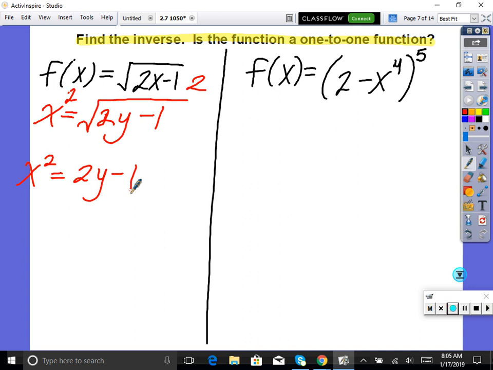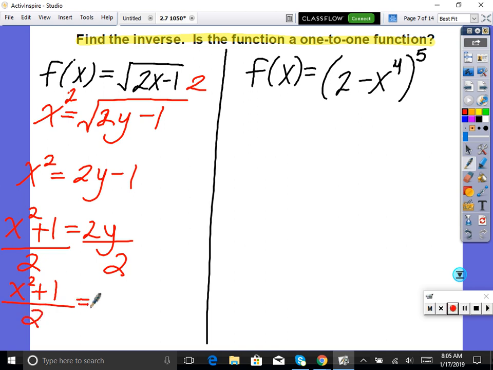Then we'll add 1. So x squared plus 1 equals 2y. Then we will divide by 2, divide by 2. So then we would have x squared plus 1 all over 2 equals y inverse.